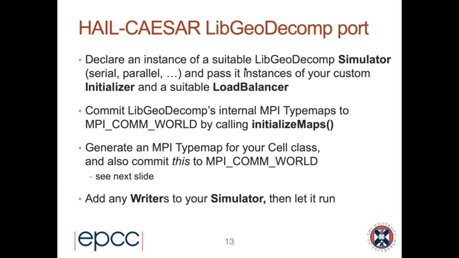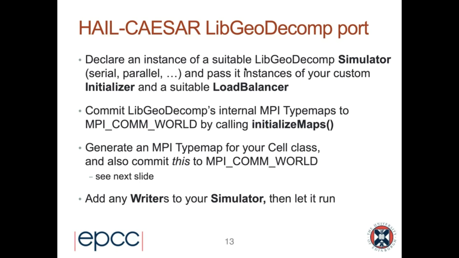So actually, completely independently of whatever we decide to code, independently of our application, LibGeoDecomp itself has its own internal derived types which need to be committed to MPI comm world. And this is done by calling initialize maps, or to be very careful, within the namespace of LibGeoDecomp, calling LibGeoDecomp initialize maps. In addition to this, and this is actually not at all obvious, we must also generate an MPI type map for our own custom cell class, and commit this to MPI comm world. So I'll talk a bit more about this key part in the next slide.